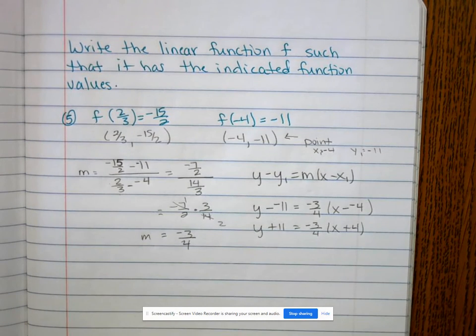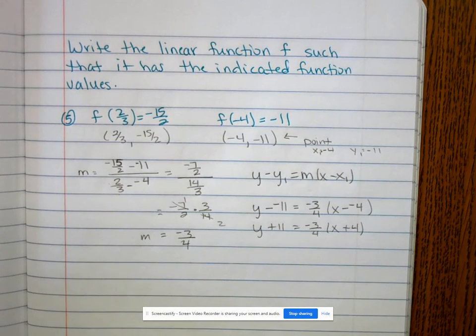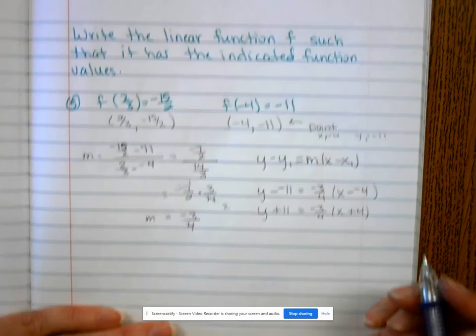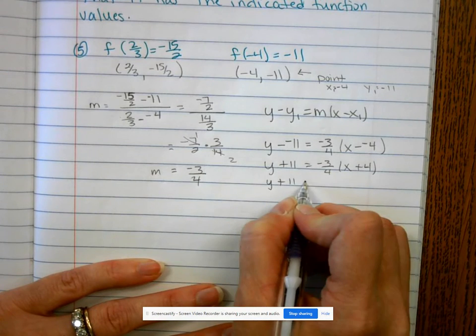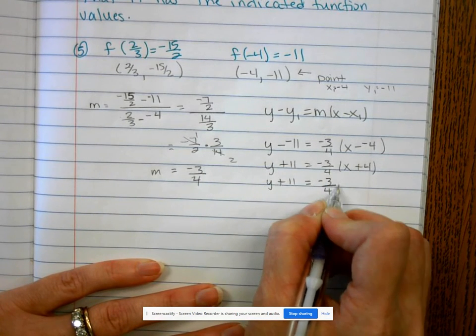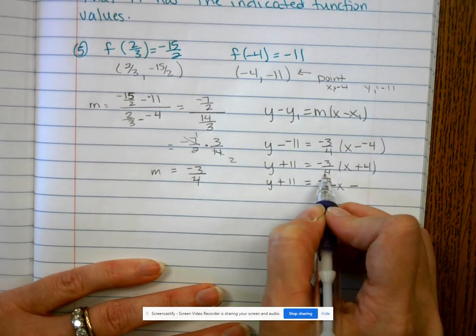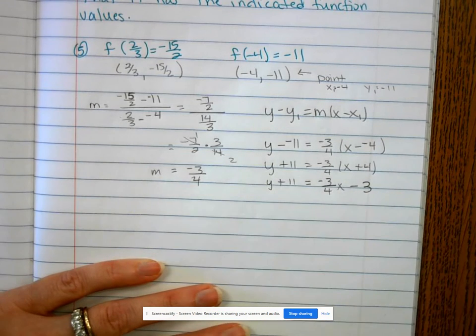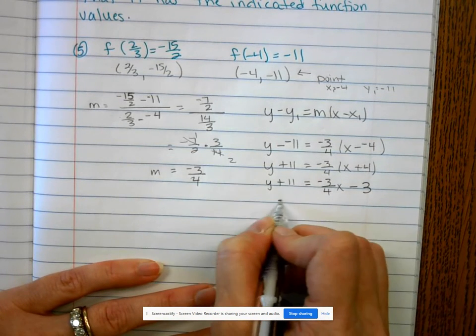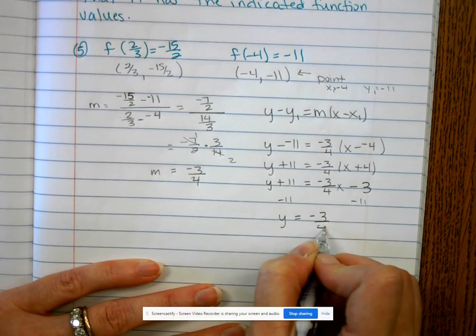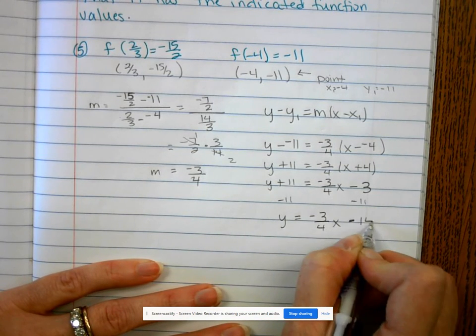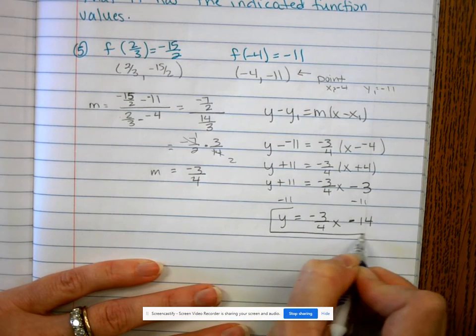And again, if it's an open-ended question, you could really stop here, but they like for it to be solved for y, especially on a multiple choice question. So we're going to distribute the negative 3/4. Good thing here is those 4's cancel, so this is just 3. And then we're going to subtract 11. And that is your answer.